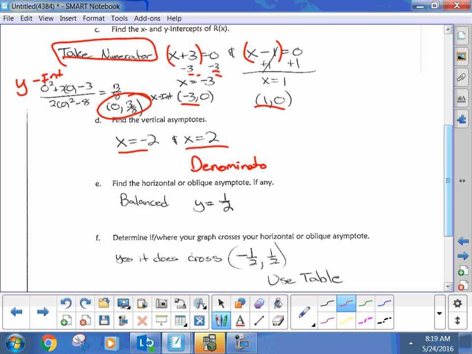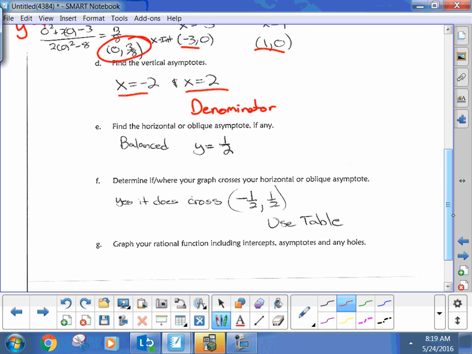And then when it comes to finding horizontal or oblique asymptotes, you have to look at the equation. One of the things we discovered that was important is that it's balanced. So you get y equals 1/2. And then it says determine if your graph crosses a horizontal. It does. The way I was able to achieve this is that I looked at the value where my horizontal is, put it back in the equation for y, and I was able to get the solution.